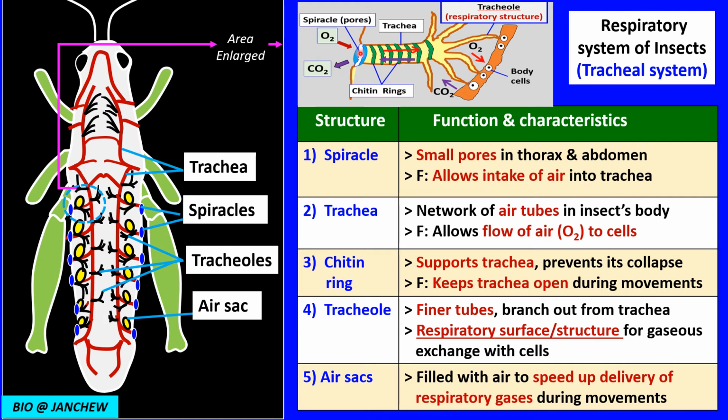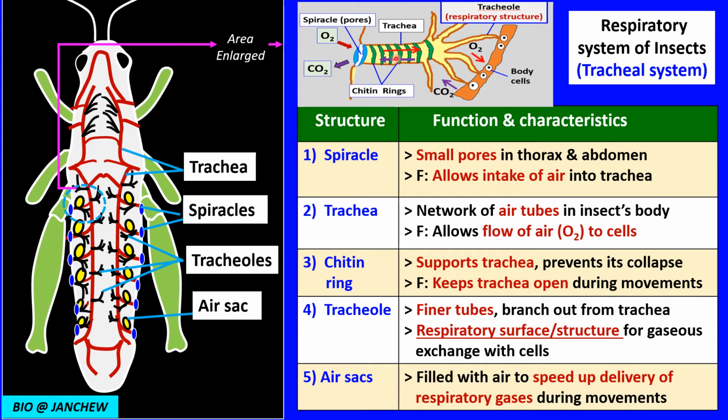So let's just have a look at one. Here we can see the spiracles, and then on the trachea, which is the air tube, we can see a lot of chitin rings. Chitin is a hard substance found in insects, and it helps to support the trachea here so that it will not collapse. It will not close up or bend over or be folded up, especially during the breathing mechanism.